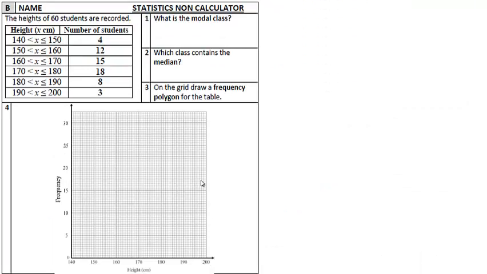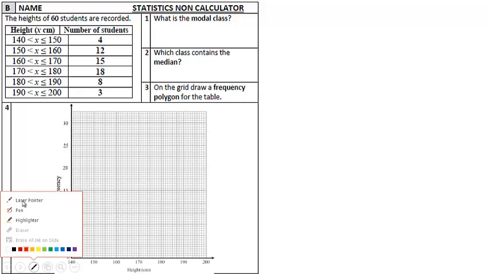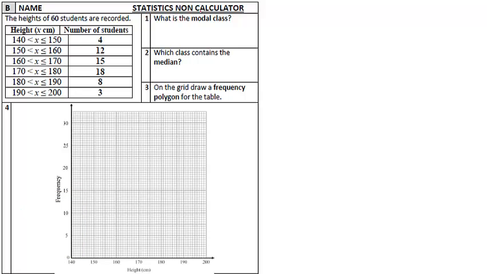Okay, so let's actually have a look at these questions. Let me just get the pen up. The first question is work out the modal class. So the modal class is the class with the biggest frequency. In this case, the biggest frequency is 18, so the class with the biggest frequency is going to be 170 to 180. Pretty straightforward. You should be able to do that without a problem and get the mark available for that.